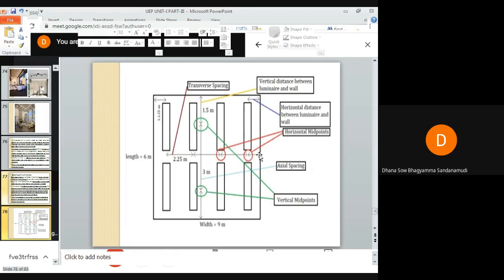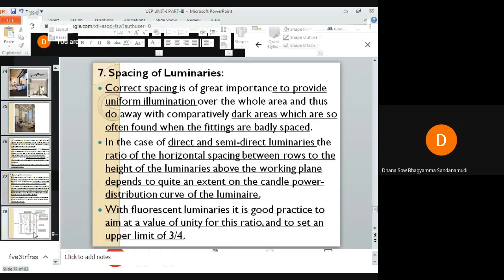From this center to this center is known as axial spacing. It is double the distance between this center and the wall. The distance should be double. So these are all the measuring lengths while placing n number of luminaries in a particular room.